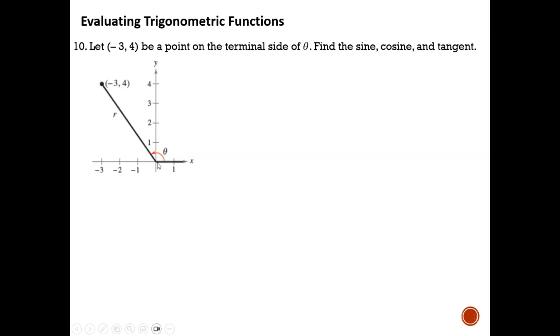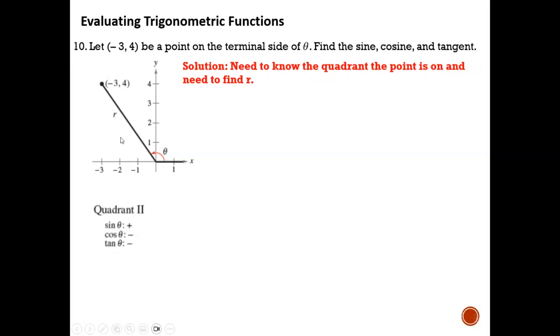And then if we draw that length right here from the origin, that we call our R value, or that R length, right? So we want to find sine, cosine, and tangent. One way to do that, first know the quadrant that we're in, and we're going to first find R. So we are in quadrant 2. We have our trig function values in quadrant 2. But first, let's start by finding R.